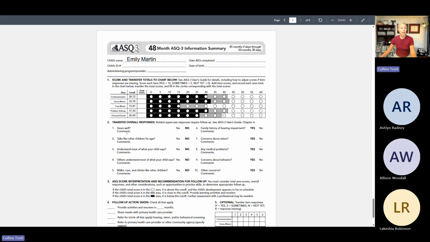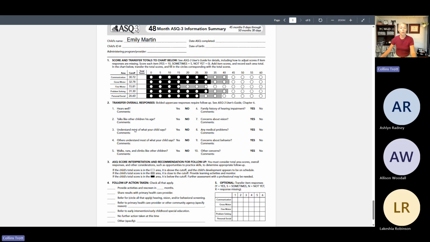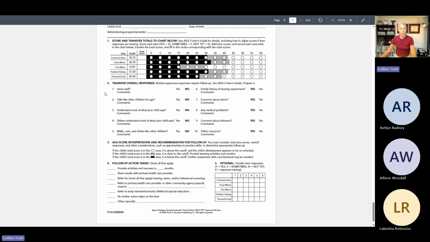All right, so go ahead and transfer over all of your other responses. So transfer those yes, no questions with any comments. And also go ahead and fill out that number 5 section with your Y's and N's. And I'll go ahead and start the timer again. This should probably take you about 2 minutes.